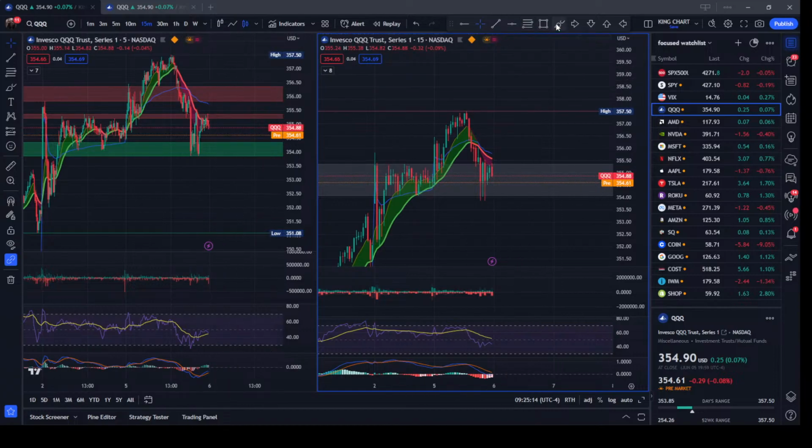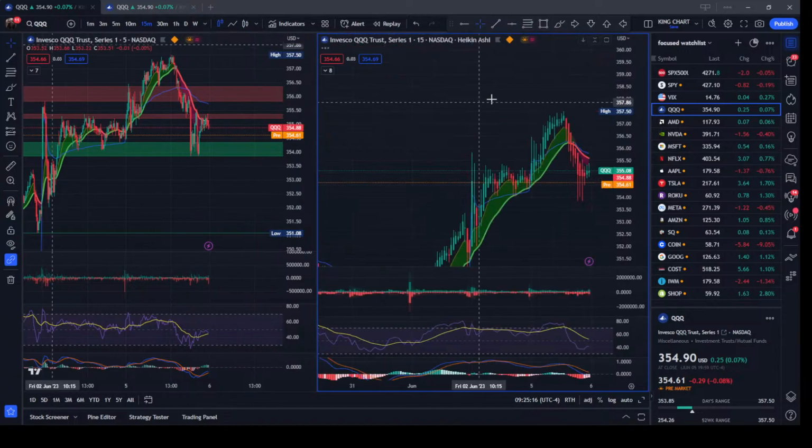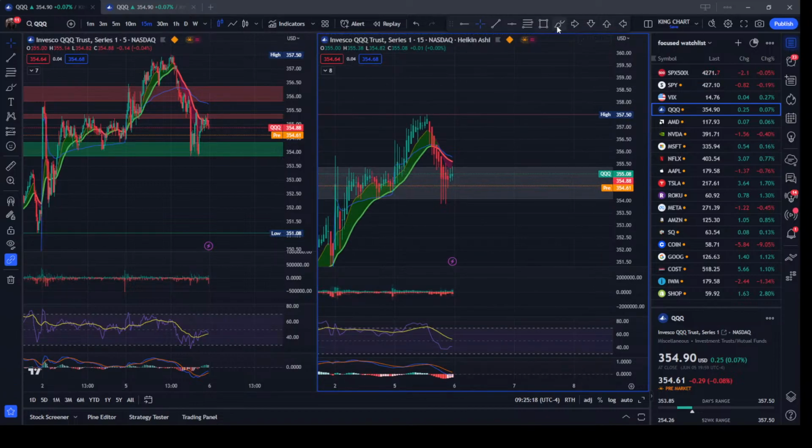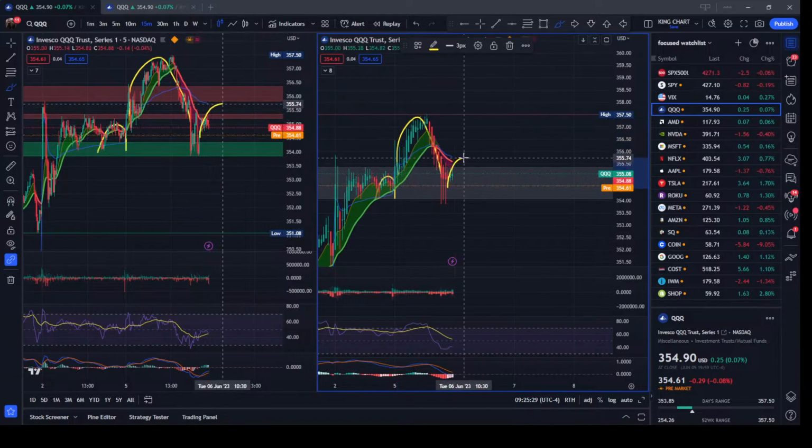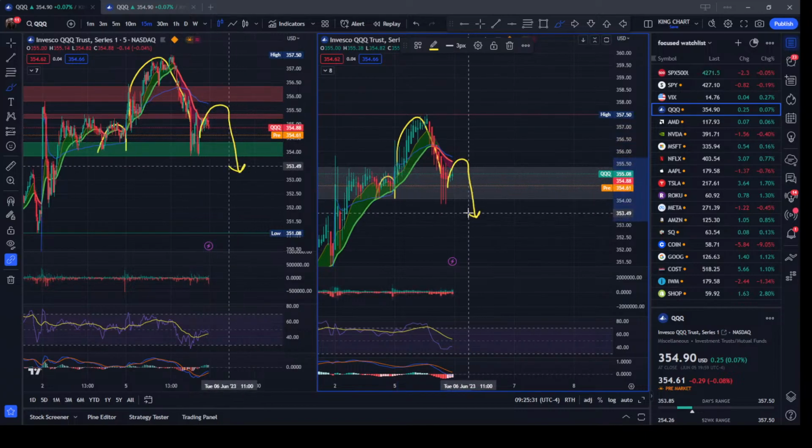Here on the 15, if we go to our Heikin-Ashi candles, we can see a head and shoulders forming on Qs. So left shoulder here, big head right there. Now expecting another slight push, and before going back to the downside.